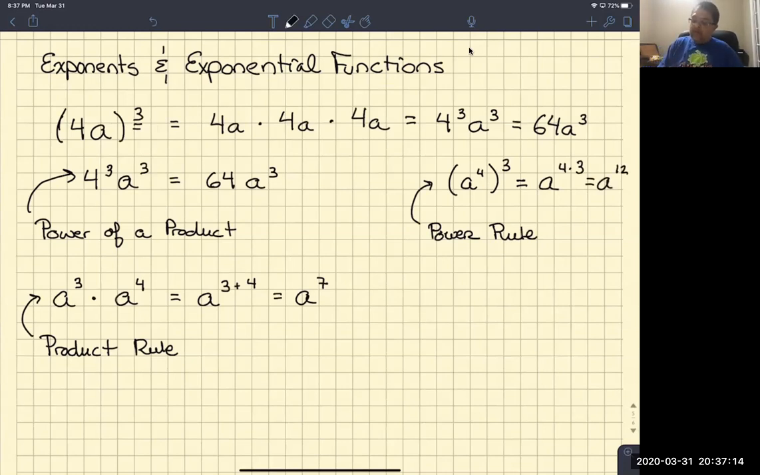Okay, so the product rule says if I have two exponential expressions multiplied together with the same base, I can add their exponents. The power rule says that if I have an exponential raised to an exponent, I can multiply the exponents. So it's key to keep separate in your mind when to add the exponents and when to multiply the exponents. And the last thing we covered was the power of a product, which says that if I have two or more things multiplied together, all of it raised to the same exponent, I can distribute the exponent to everything being multiplied.